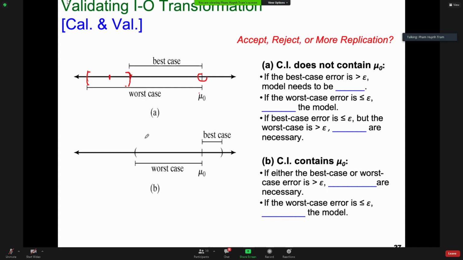Right. And the second scenario, this is our confidence interval. This is the mean here. And in the second scenario, the true value from our system falls within the confidence interval. We are looking at these two scenarios. Right. Now let's look at the first one.